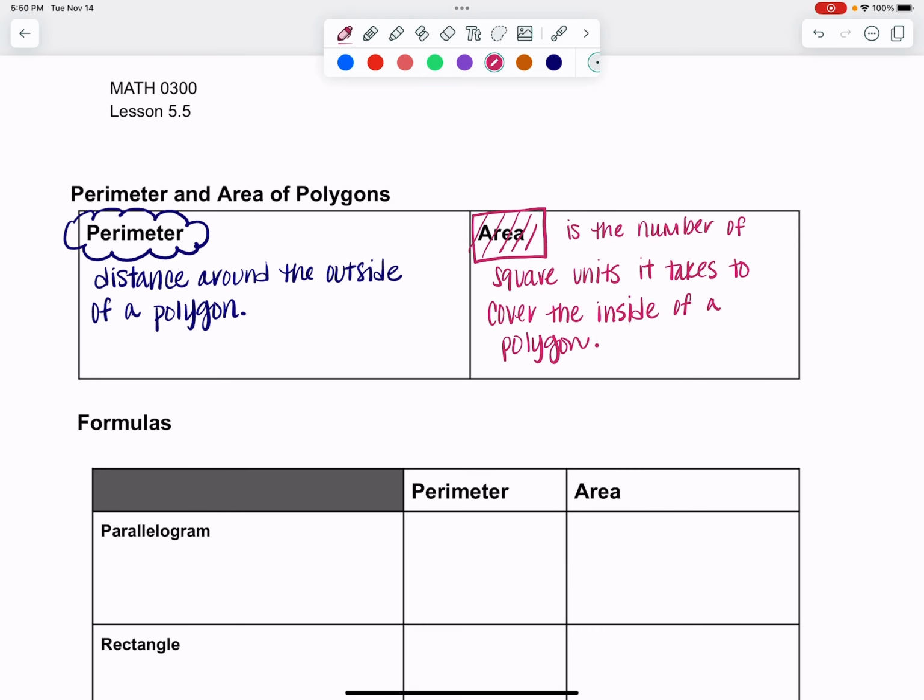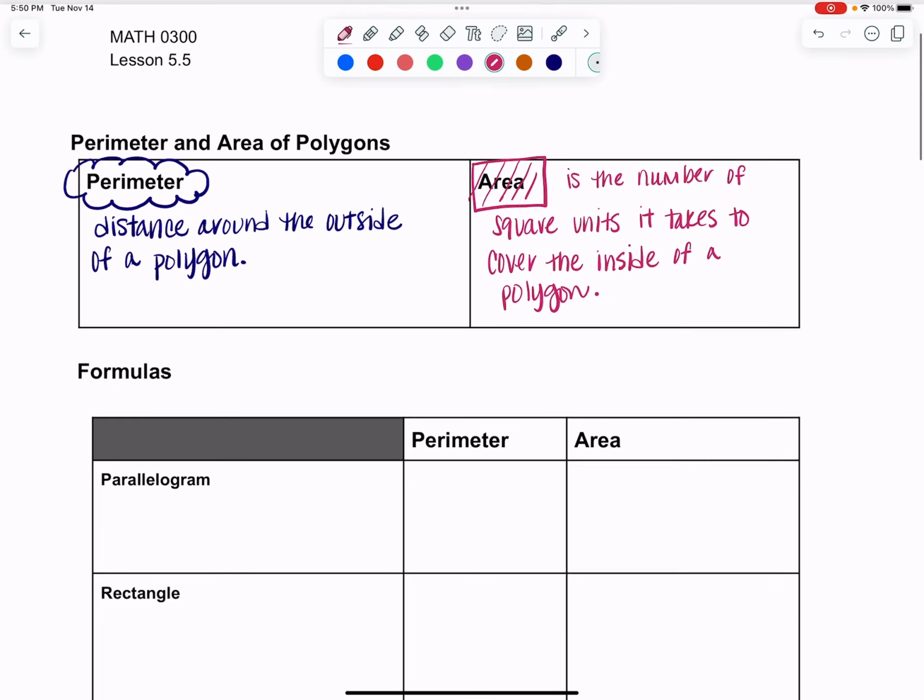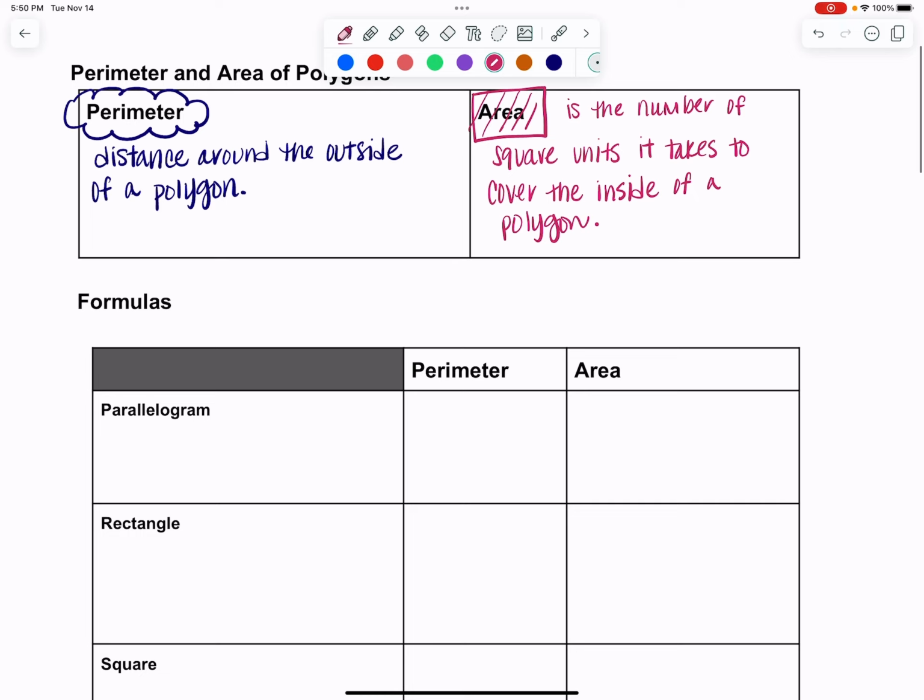So area would be like the carpet in your dorm room. It would be the amount of paint you need to paint a wall. It would be the number of square feet of sheetrock you need to, I don't know, repair a giant hole in a wall. The amount of sod you need for your backyard, while perimeter would be the linear feet of fencing you need to go around the outside of the yard.